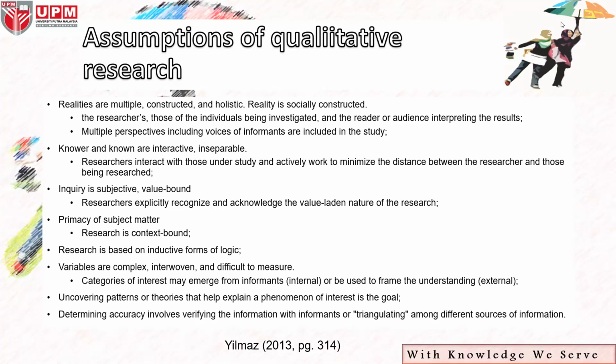Okay, knower and known are interactive, inseparable, meaning that the researcher interacts with those under study and actively works to minimize the distance. In quantitative study, researcher cannot influence the respondent, but in qualitative study, as much as possible, researcher needs to have close relationship with informant so that they can have the in-depth finding.